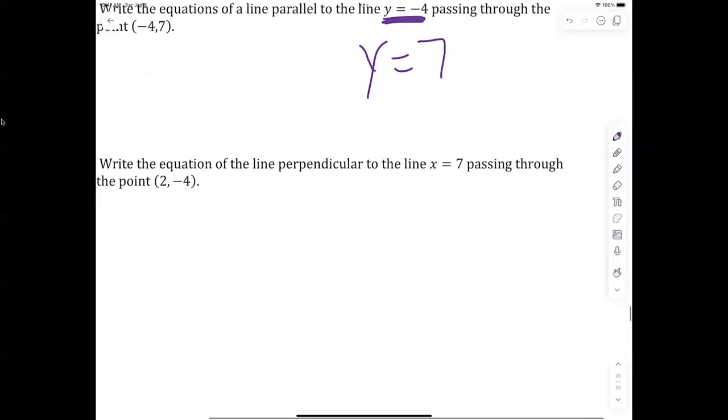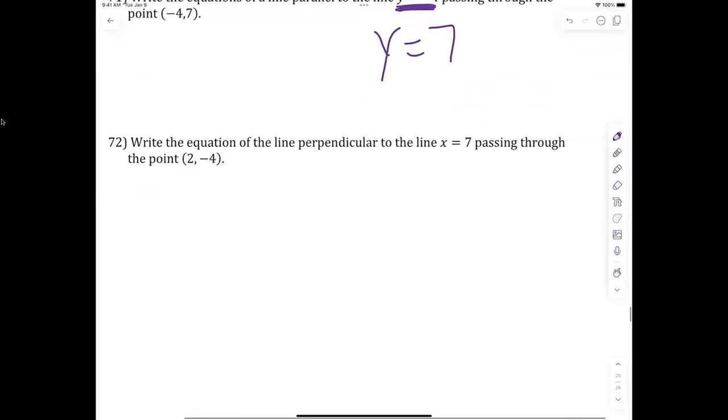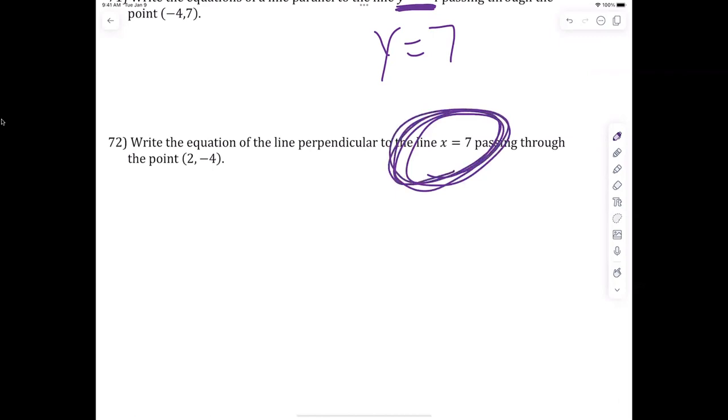All right. Last chance. Write the equation of a line perpendicular to x equals 7. So if you're perpendicular to a what type of line? This is what? Vertical. So my perpendicular would be horizontal. Everybody's good on that. So if you're horizontal, you would be what?